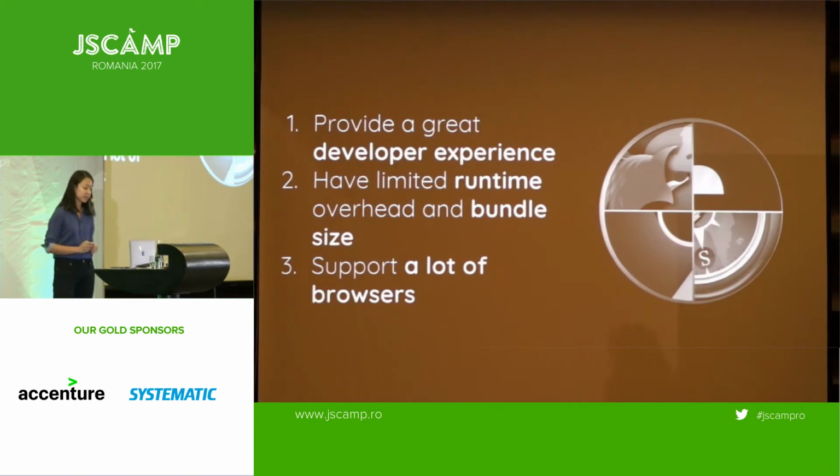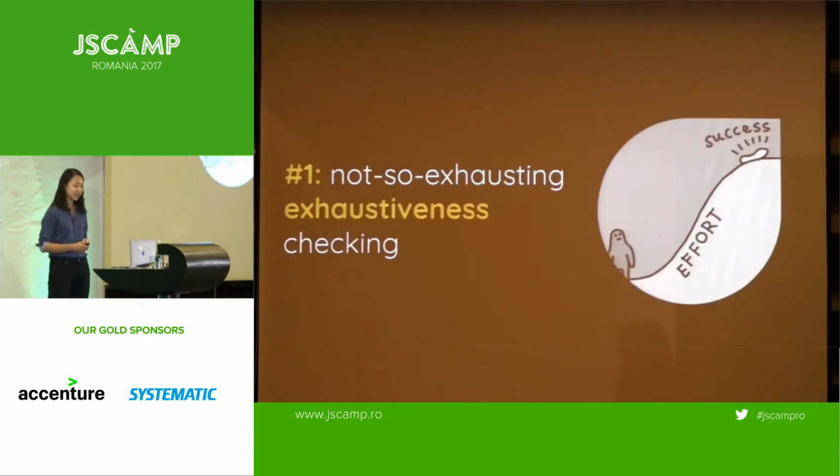So with this in mind, some of our goals as the engineers behind Stripe.js are to, number 1, provide a great developer experience for our users. Number 2, have limited runtime overhead and bundle size because we are in the critical checkout flow for our users. And number 3, to support all of the browsers. Our users are often using very, very old phones or IE9 or Mobile Safari 6, and these are all a bit nasty to deal with. So the methods I'll show you of using Flow actually all contribute to these 3 goals that we have in building Stripe.js. The first one is exhaustiveness checking.